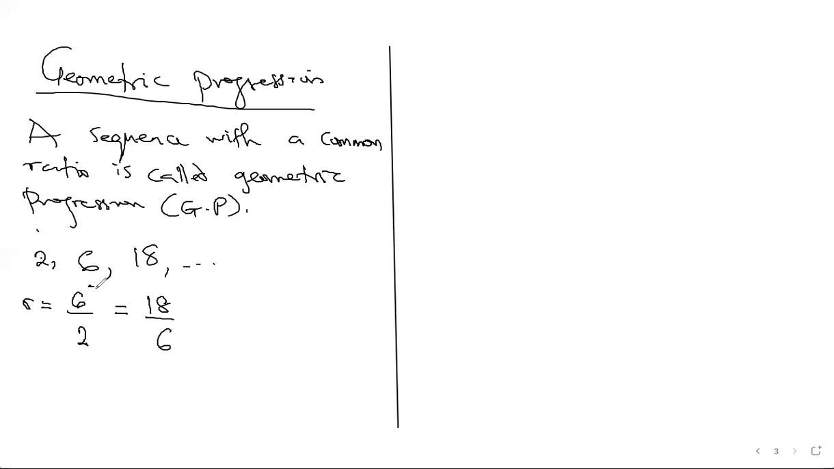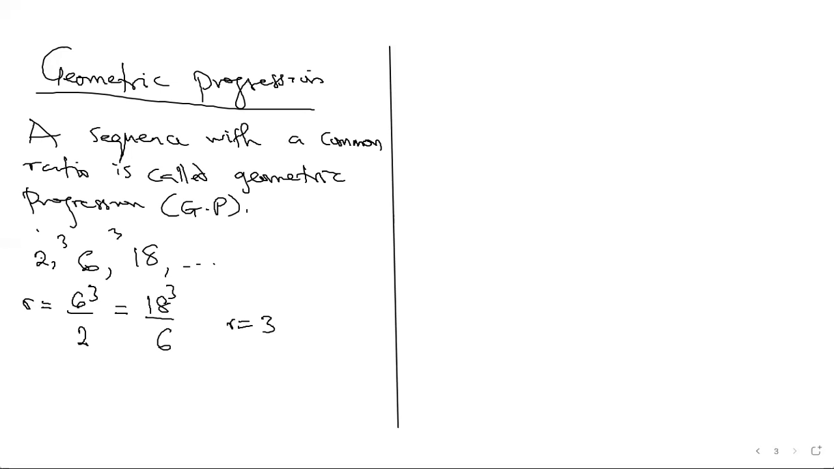So this will give us 3, and this will also give us 3. That means the ratio is common to them. This divided by this is 3, this divided by this is also 3. If you continue like that, you also have 3. So that means you have a geometric progression there.